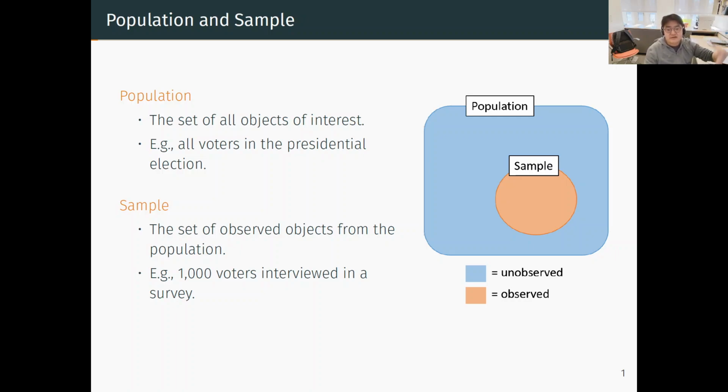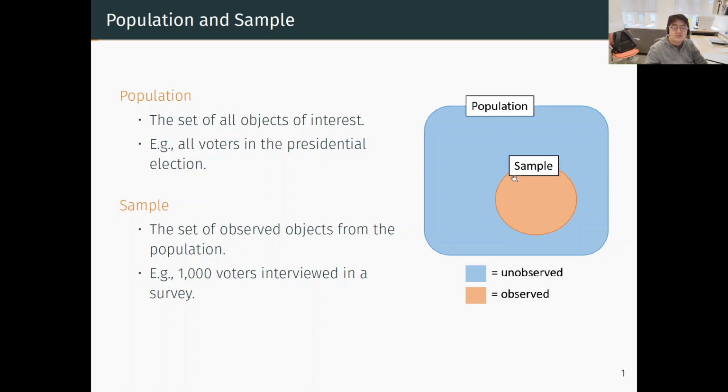So instead of observing every voter, we surveyed, say, 1,000 representative voters, I mean, random voters. The 1,000 is the sample. The population, I don't know how many voters there are, but we can just assume there are infinitely many. That's not a problem. Anyhow, we cannot observe all of them. So there is a bigger set, the population. That's what we want to know, but we cannot observe it, so we only observe some part of it.